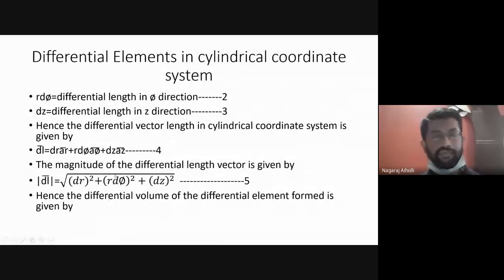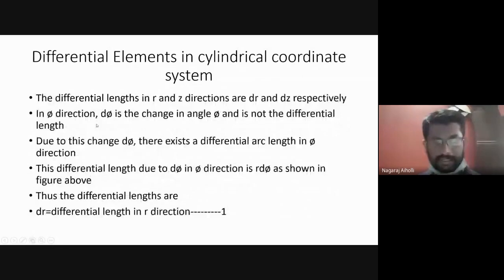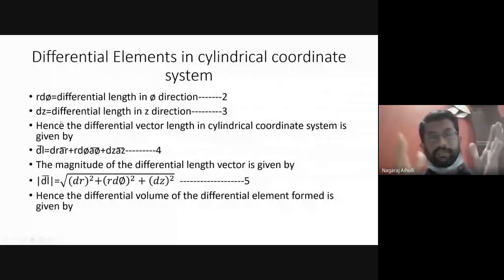Next, if you want to find the differential volume, what are our differential lengths? One is dr, another one is r d phi, then one is dz. So what is the differential volume formed, students? Length into breadth into height. We have three sides, right? So when you multiply the length into breadth into height, that will give us the differential volume, correct?